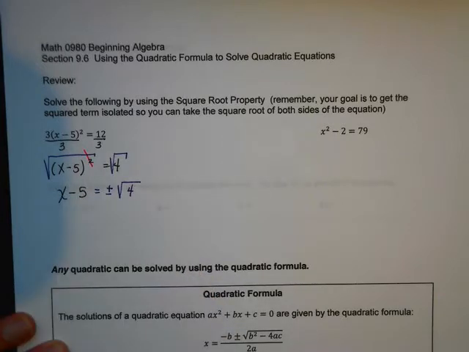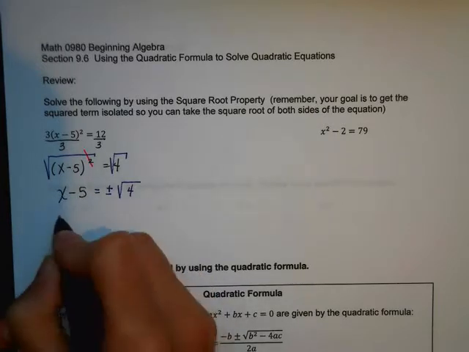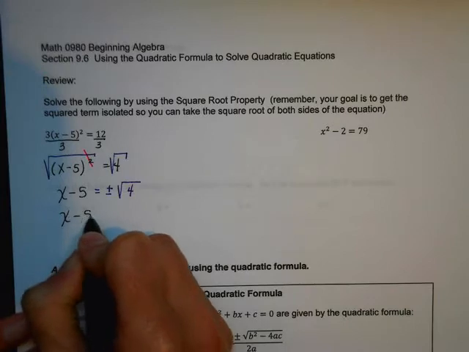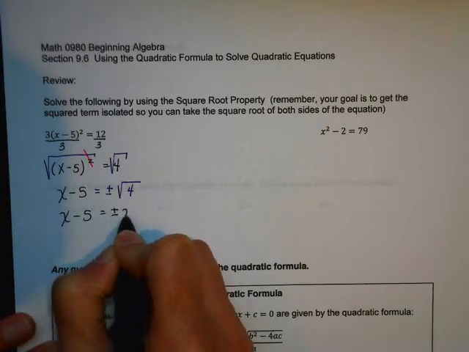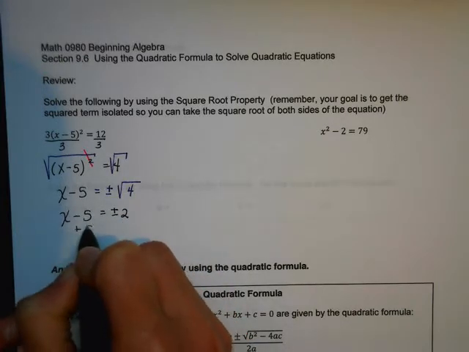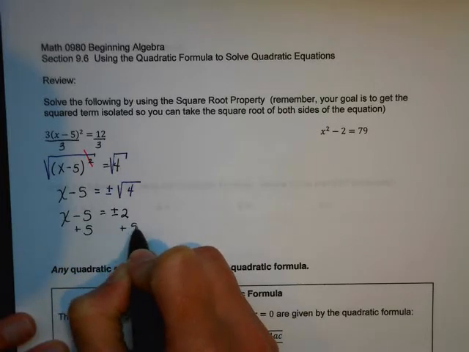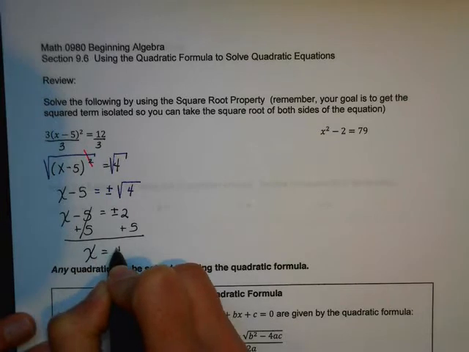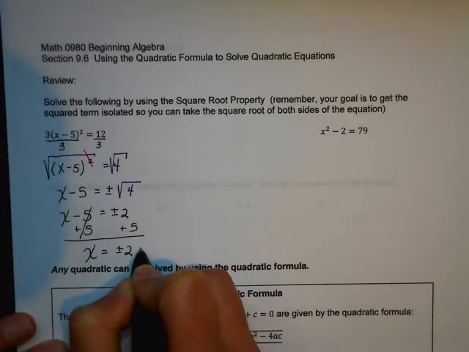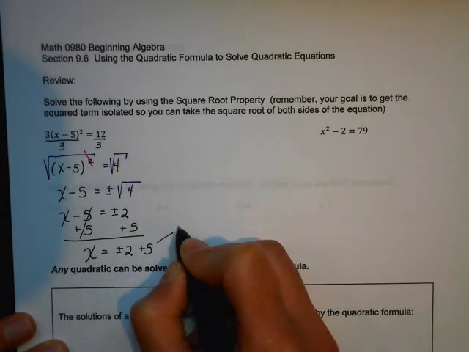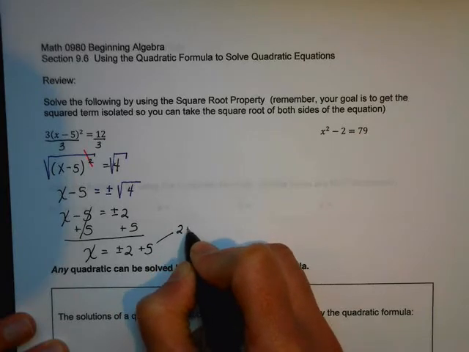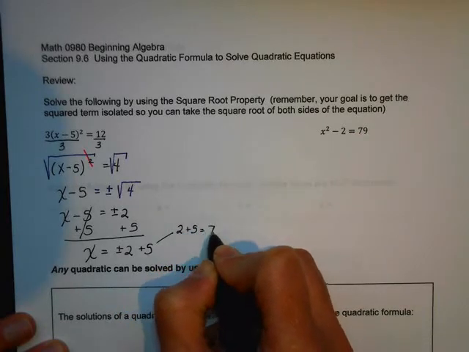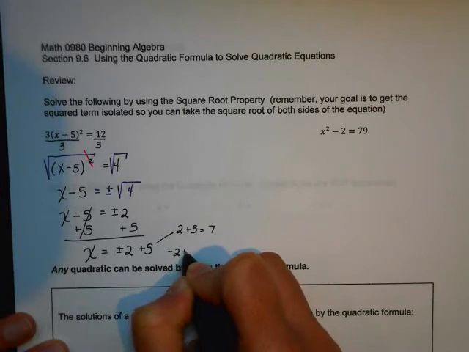So we'll have x minus 5 equals plus or minus 2. And then to undo subtraction, we'll add a 5 to both sides. So x will equal plus or minus 2 plus 5. So we'll have positive 2 plus 5, which equals 7, and then negative 2 plus 5, which will equal 3. So there's our two answers.